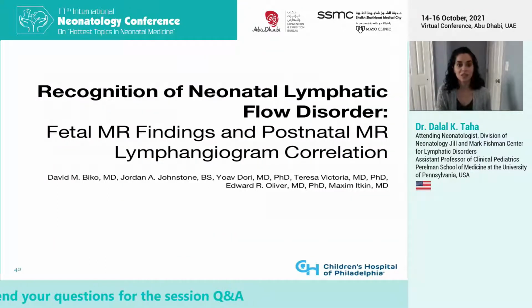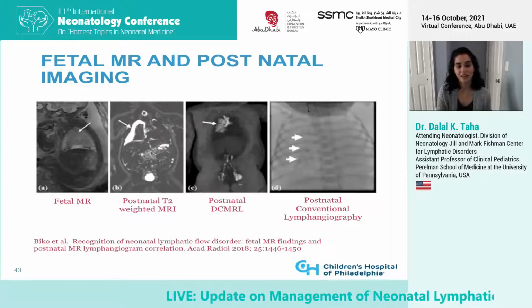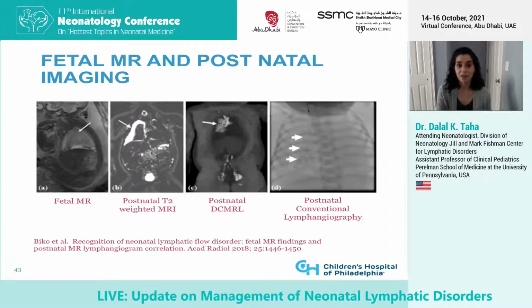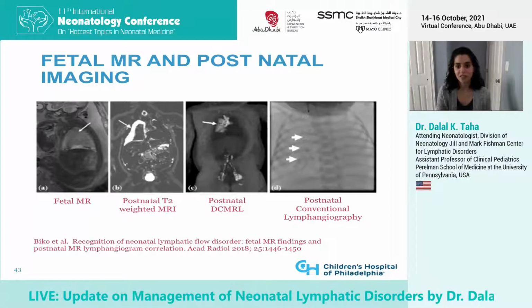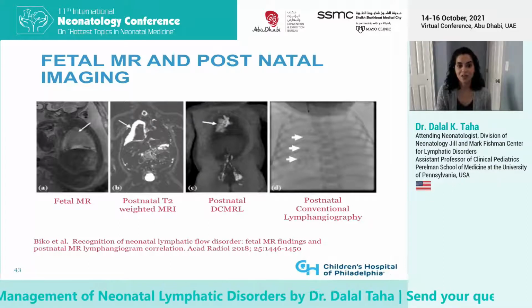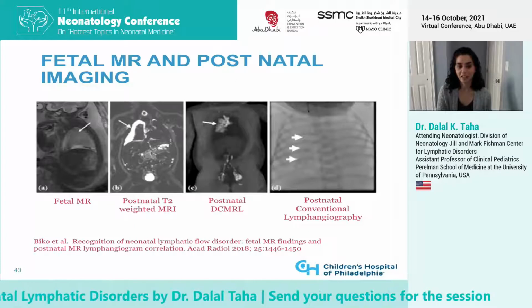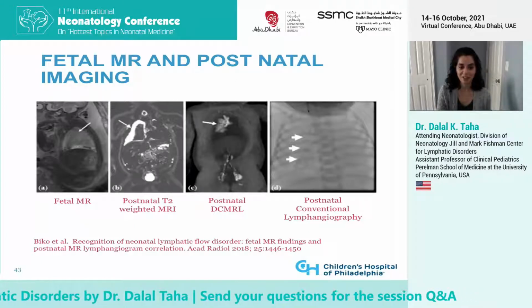This study, published in 2018, described the correlation between the prenatal finding of nutmeg lung and postnatal imaging features of neonates with lymphatic disorders. Nutmeg lung is a term used to describe a fetal finding of abnormal pulmonary lymphatic flow on MRI. It refers to a heterogeneous T2 lung signal that looks like a cross-section of a nutmeg. The authors showed that patients with this prenatal finding had PLPS and chylothorax that was then confirmed on postnatal lymphangiography.